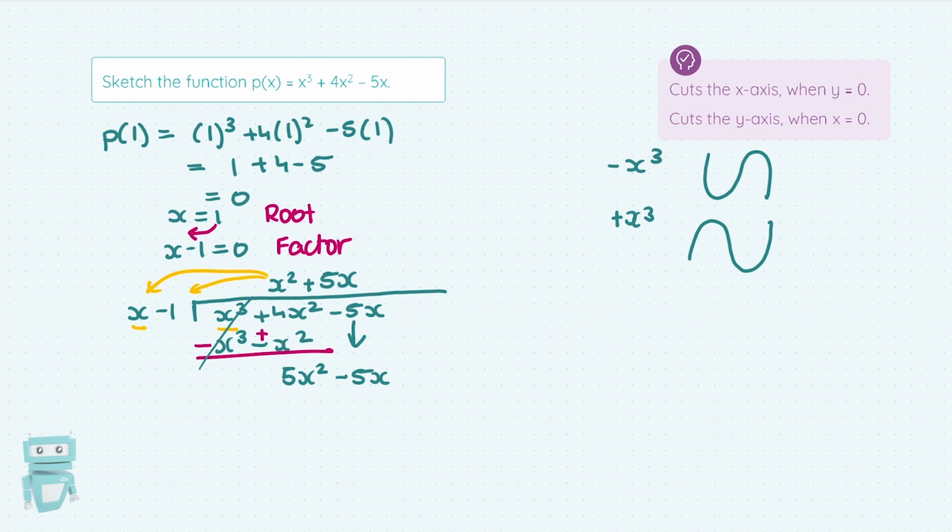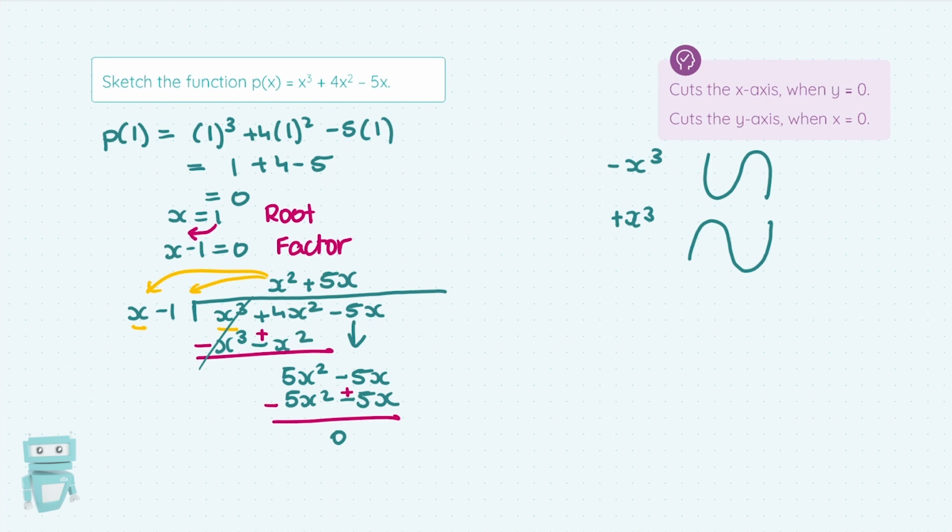And times it by the factor. So 5x times x gives me 5x squared. 5x times minus 1 gives me minus 5x. And as we said, draw the line, change the signs. They disappear. We know we're good. So one of our factors was x minus 1. The remaining factor was x squared plus 5x. That's still hidden away as a double factor.